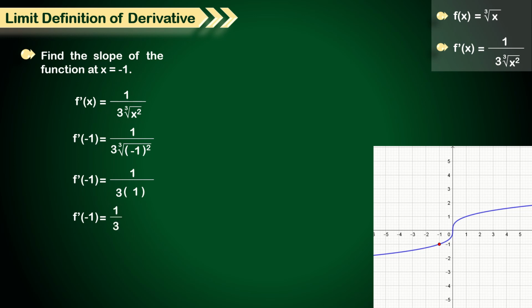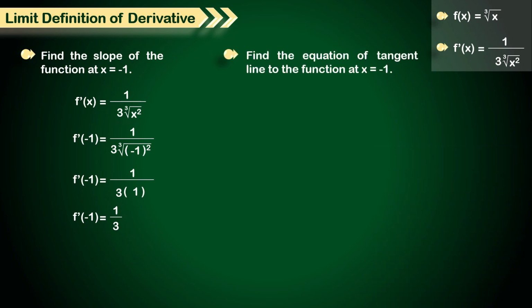Then, find the tangent line on the curve at the same point. Use point-slope form to find the equation of the tangent line. In this example, the y coordinate is unknown. To solve for y, substitute the x coordinate to the function. We have f of negative 1 is equal to the cube root of negative 1. Take the cube root, the y coordinate is negative 1.